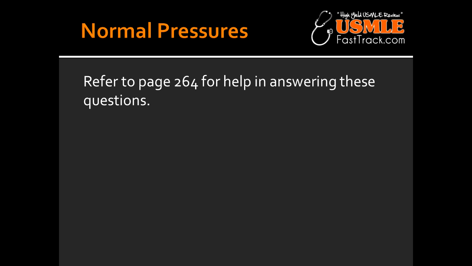What is the normal pressure at the right atrium? The normal pressure at the right atrium is less than 5. What is the normal pressure at the pulmonary artery? The normal pressure at the pulmonary artery is 25/10. What is the normal pressure at the aorta? The normal pressure at the aorta is 130/90.